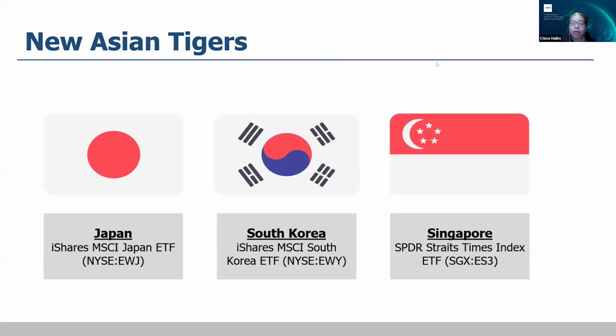Meanwhile, South Korea and Singapore have managed to retain their status as Asian tigers, as we see that they're being supported by favorable government policies, as well as a rebound in the semiconductor industry. For instance, South Korea is home to some of the biggest semiconductor companies in the world, such as Samsung and SK-hynix, and they are amongst the top producers of memory chips.